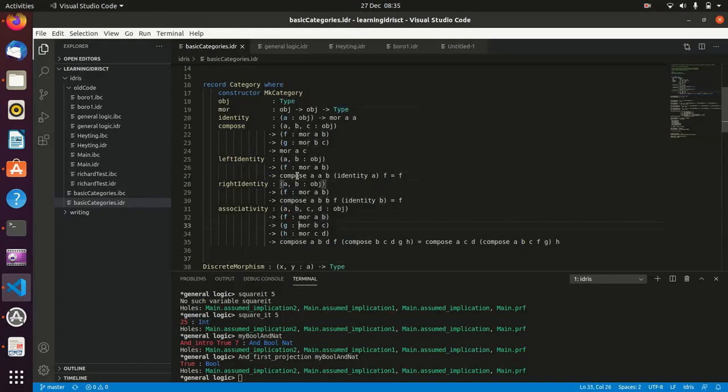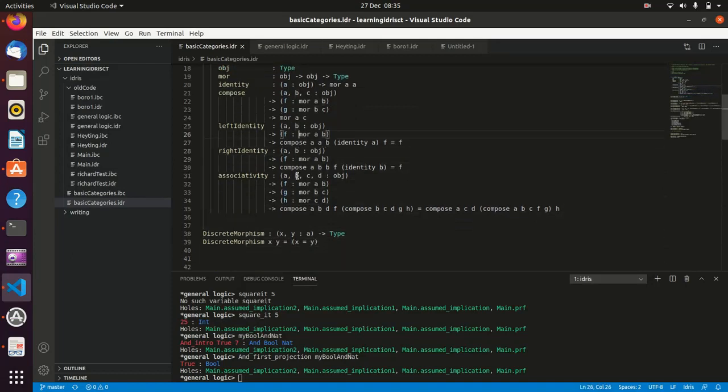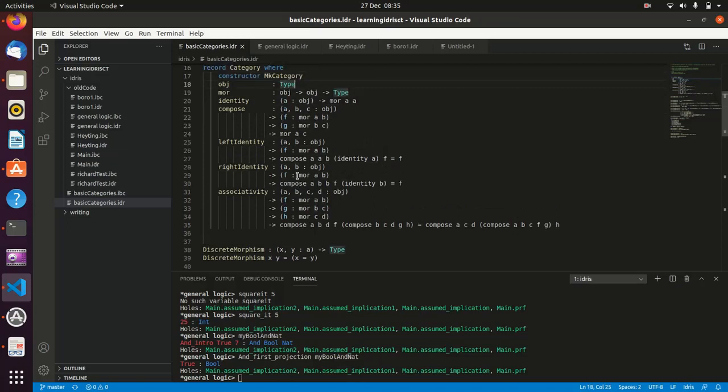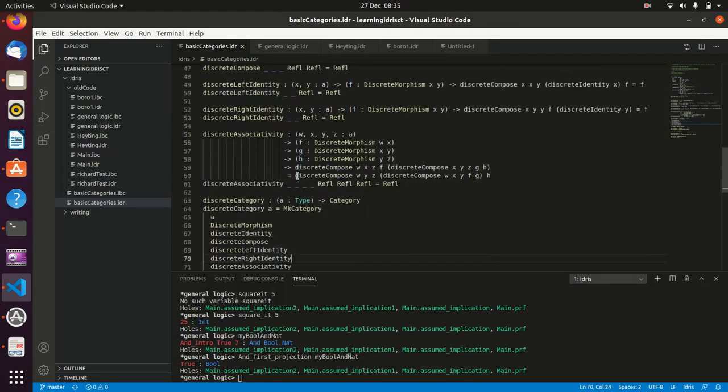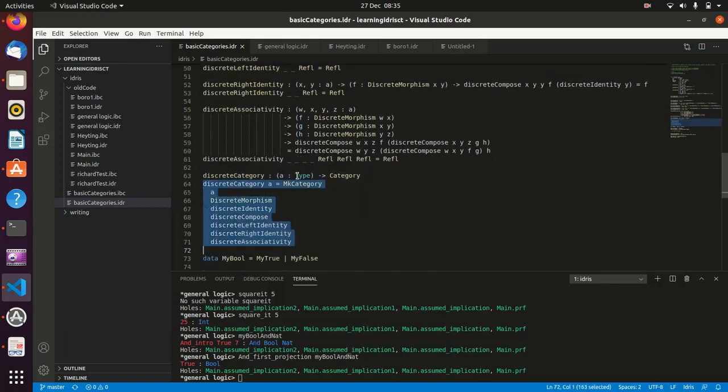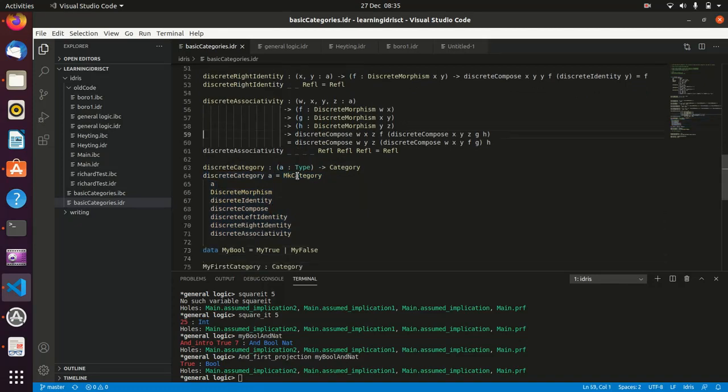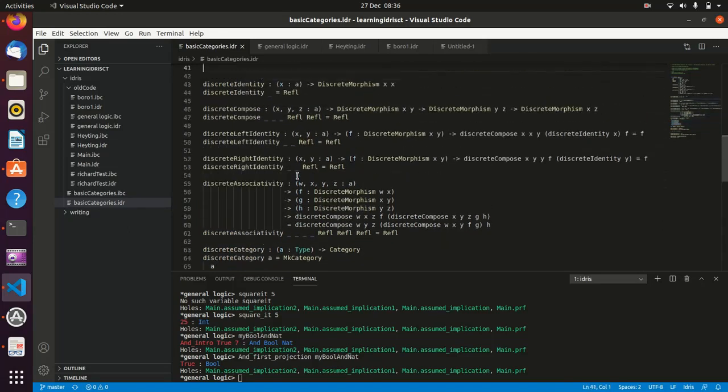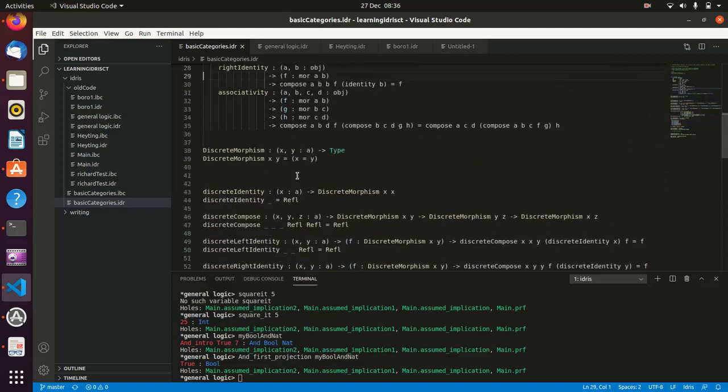So in Idris, the code is like this. Firstly, we want to have a type of object, so we'll just specify a type as an input. We really want to define this function here, which takes in a type A, and then using that type A and a load of other stuff that we'll define, it makes a discrete category on objects of that type. So in order to do this, we need to specify how the arrows and identity arrows and composition, etc., are made. For example, the arrows are made by this discrete morphism function here.